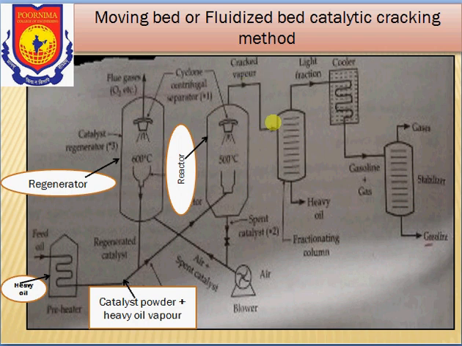Now the cracked vapor removed from this reactor is sent inside this fractional distillation column for fractional distillation. The lighter fractions are recovered and cooled down, and then the gasoline is recovered, but some dissolved gases may be present here. So to remove the dissolved gases, it is sent inside the stabilizer. The stabilizer removes the gases and stabilizes the gasoline.